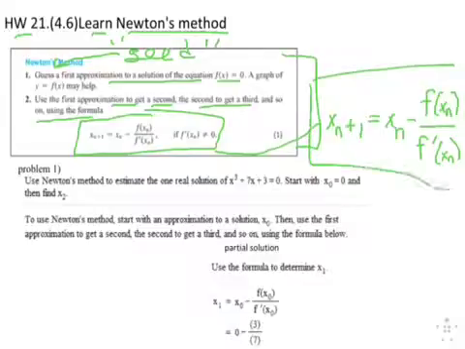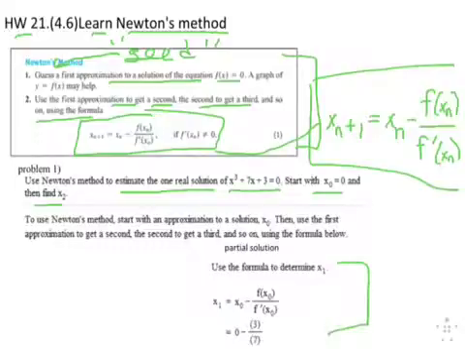So we're going to use this on this following problem to estimate the one real solution of this equation. Start with x naught equals 0, a seed of 0, and find x sub 2. All right. Well, I'm actually going to hit pause and pull up a blank slate for that. You see I have hints here, but I want to do that in real time.